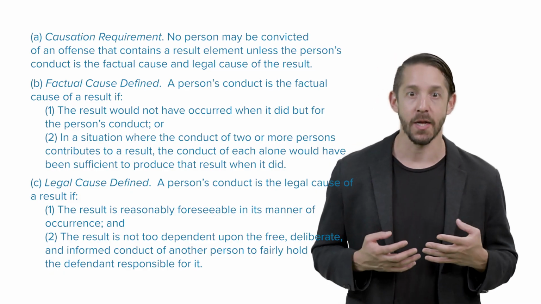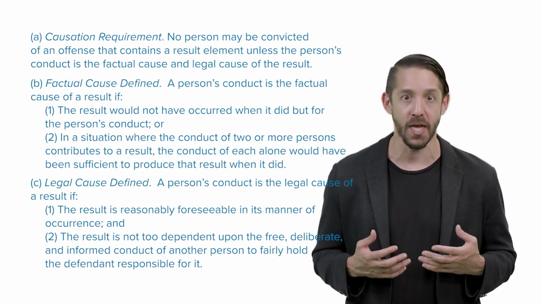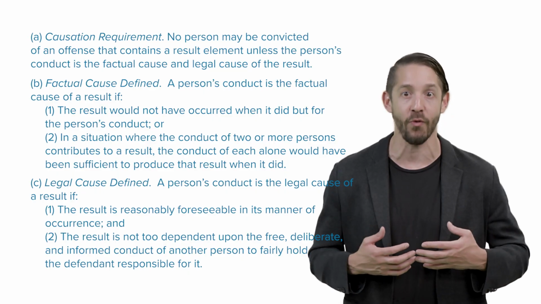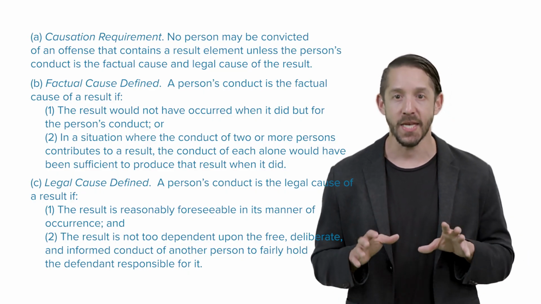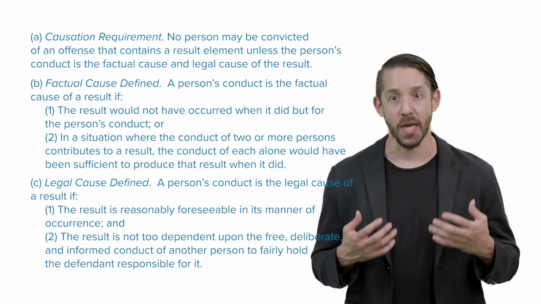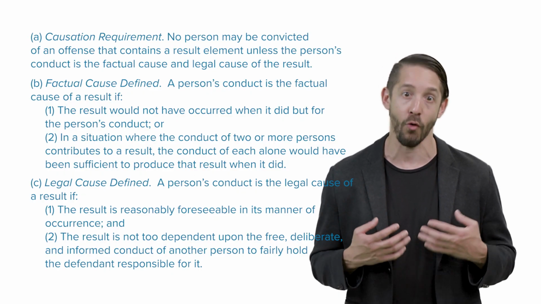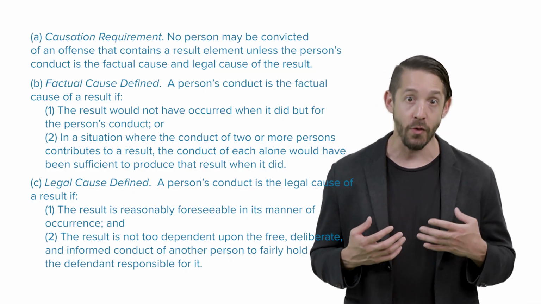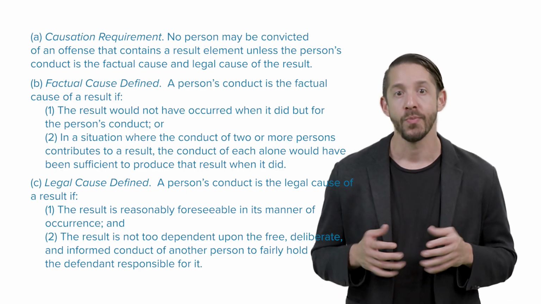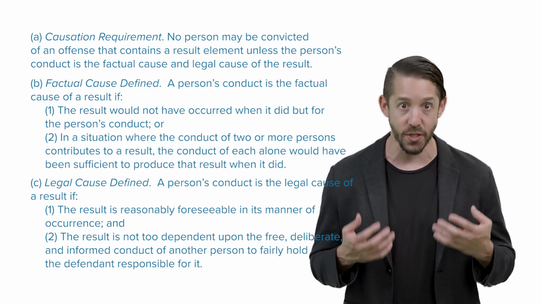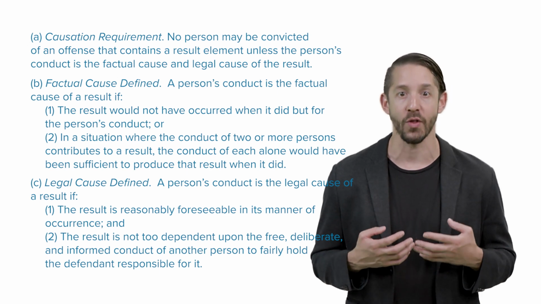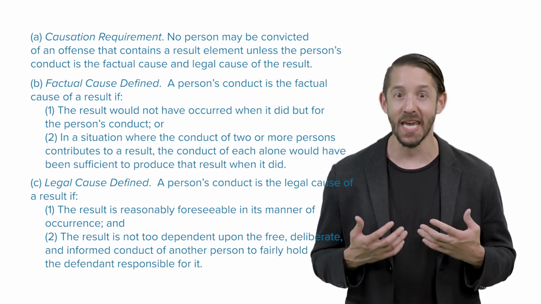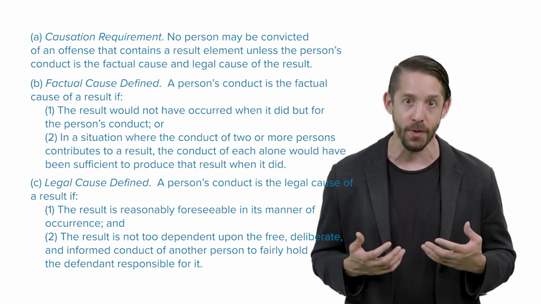As we then discussed, the requirement of reasonable foreseeability is a necessary but insufficient basis for finding legal causation. In addition, it must be proven that a result is not too dependent upon the free, deliberate, and informed conduct of another person to fairly hold the defendant responsible for it. This principle is codified by subsection C2 as an independent requirement of legal causation, which applies even where the requirement of reasonable foreseeability can be met. So this is, in short, a statutory codification of the common law causation principles we've been discussing in today's lecture.